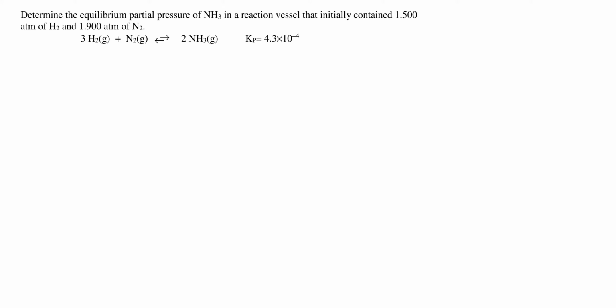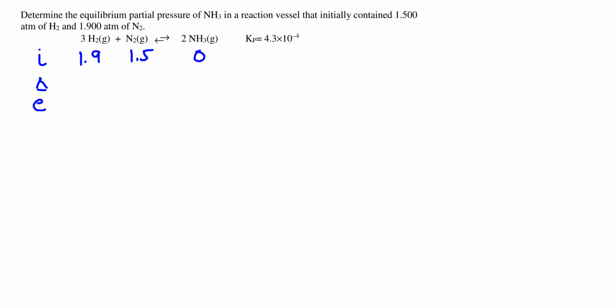All right, so this is an equilibrium problem, and we're given initial quantities, so we're going to start with an ICE table. We're given our initial partial pressures of our two reagents. We assume we don't have any product, and partial pressure is good because we're given a value of Kp.